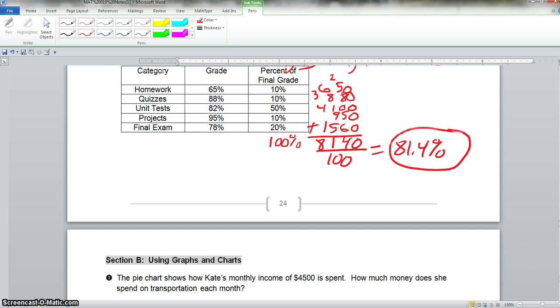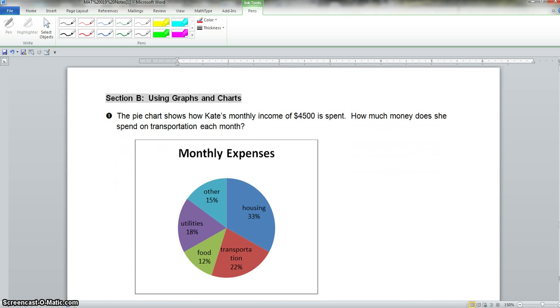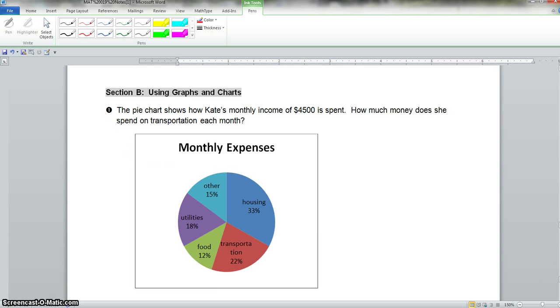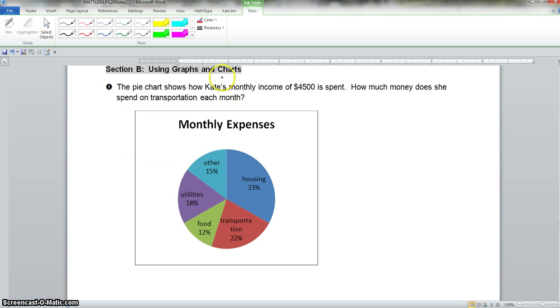Now, we come here to section B. It says using graphs and charts. The pie chart shows how Kate's monthly income of $4,500 is spent. How much money does she spend on transportation each month? So we would take transportation, which is 22%.